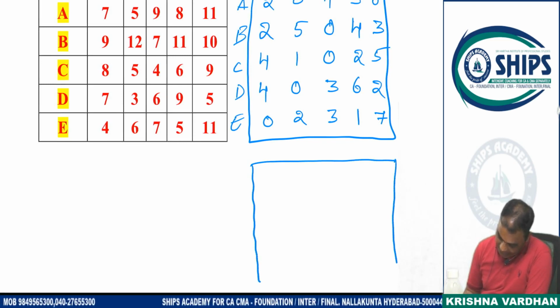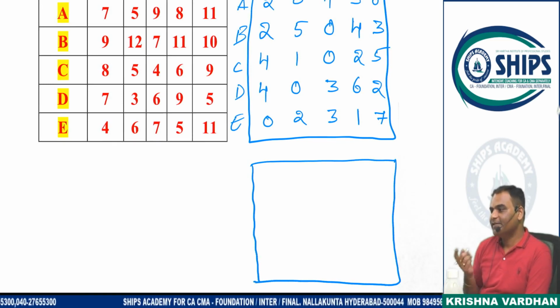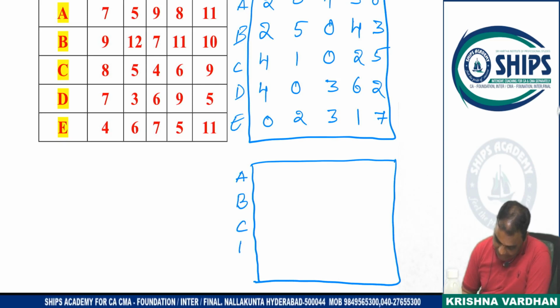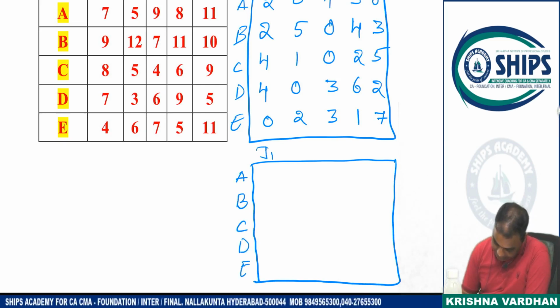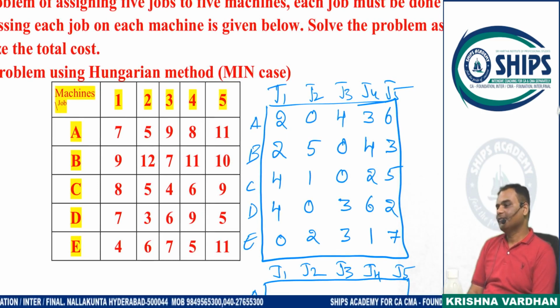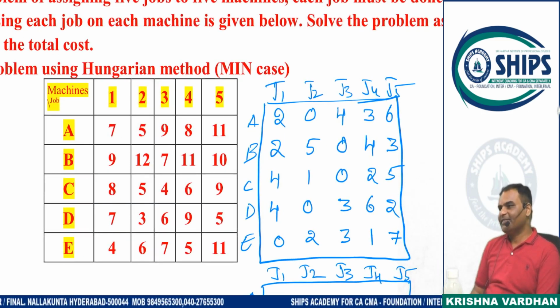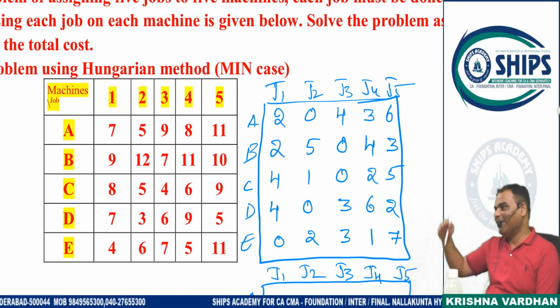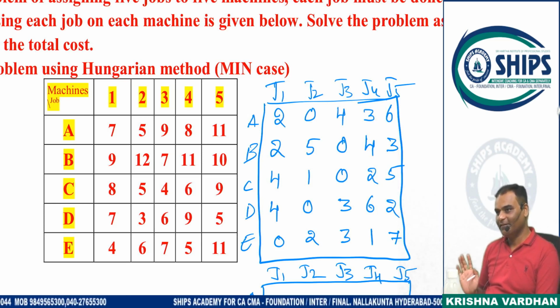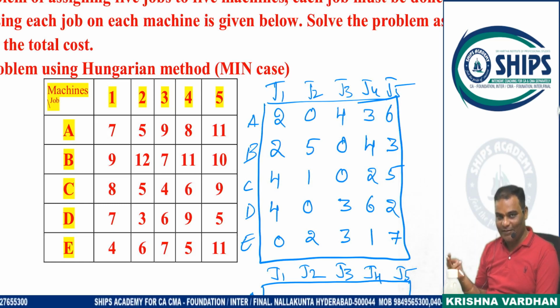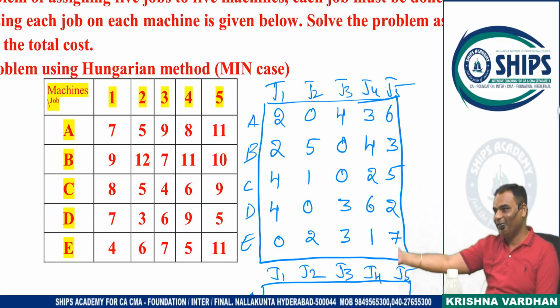Finished? If it is finished, step number 3: column minimization or column iteration. Right. Shall we? Listen, students. Whatever steps you have done in row, in the same matrix you should continue. Got it? Don't go back again to the question. Whatever answer you got in row minimization, that is step number 2, the same matrix will continue for the third step.